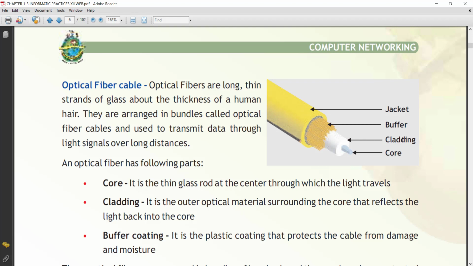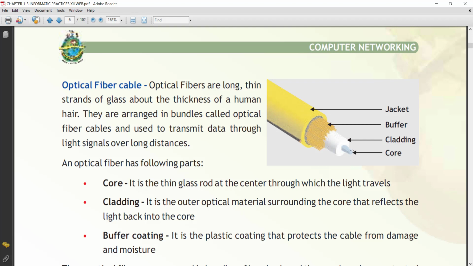So what is the cladding? It is the outer optical material surrounding the core that reflects the light back into the core. So it is used for the purpose of reflecting light. So this is called cladding. And the last one, this last wire is called core. So what is the core? It is a thin glass rod at the center through which the light travels.